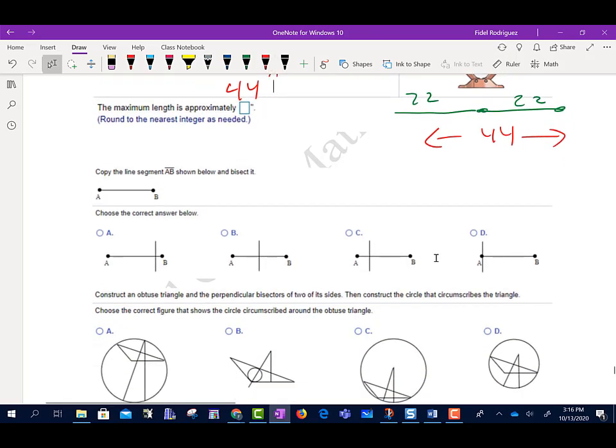All right, the next problem here says, copy the line segment AB shown and bisect it. Remember what bisect it means. Bisect it means to cut it in half. Well, that's the one that's cut in half. Okay.